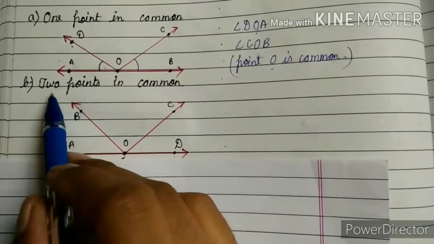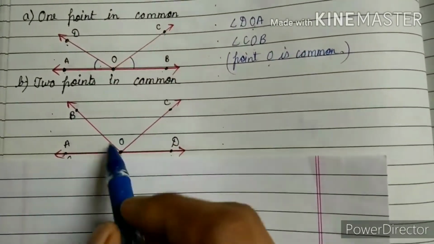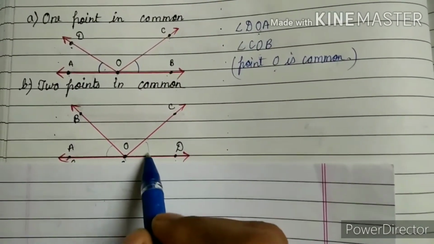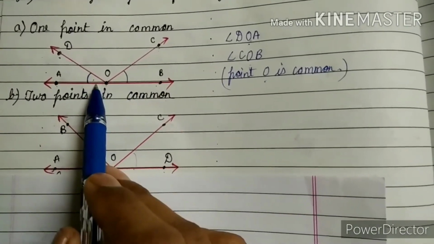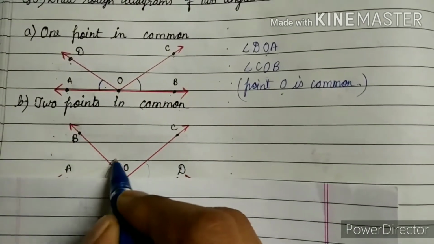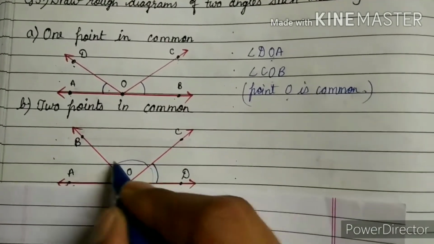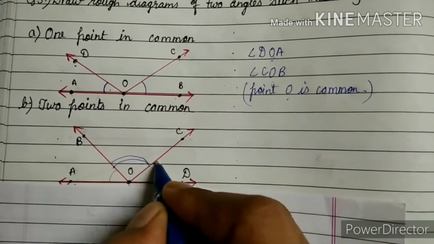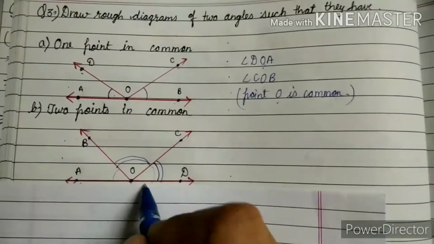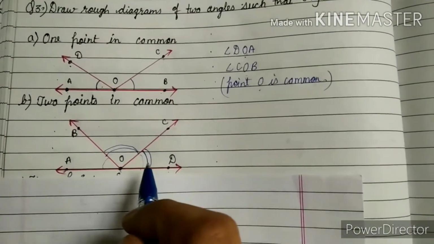In these we have to show 2 points in common. If we are taking this angle and this angle, in this angle we already saw 1 point will come. But if we are taking this side angle and this side angle, where I drew 2 lines, these two we are taking. Okay, let's see what will happen.